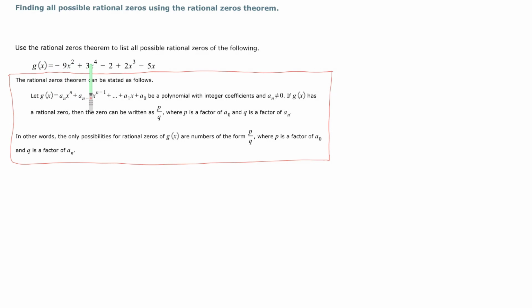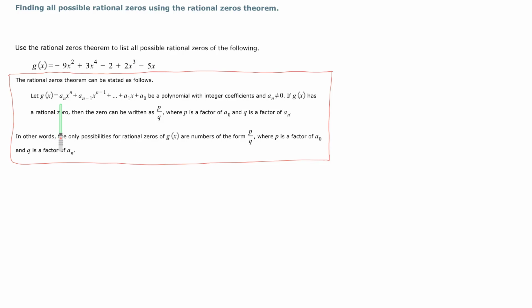Use the rational zeros theorem to list all the possible rational zeros of the following. This is a polynomial named g of x. It actually has degree 4, but it's not in descending order yet. What is the rational zeros theorem? The rational zeros theorem can be stated as follows.